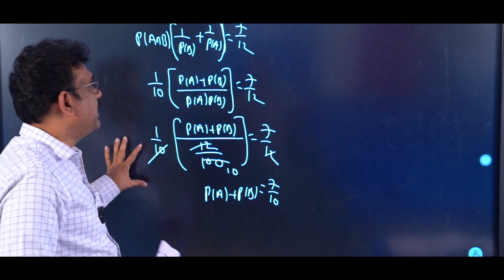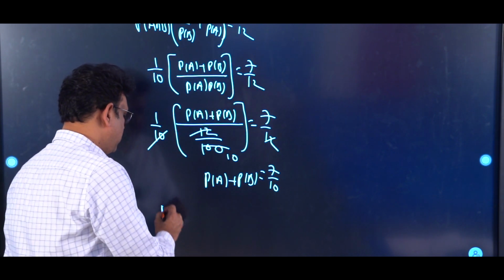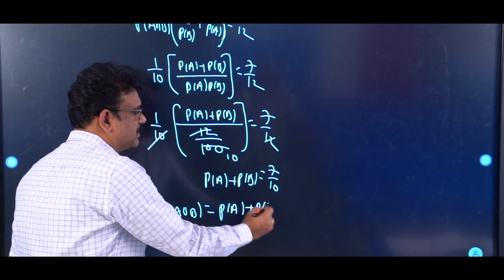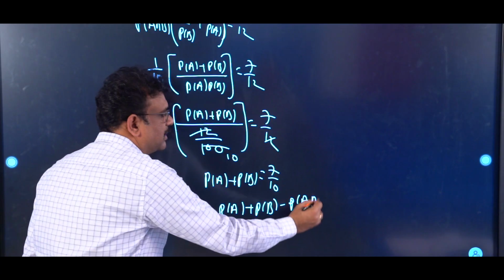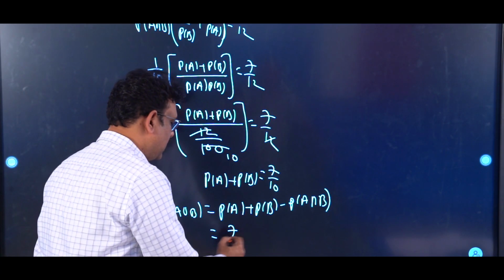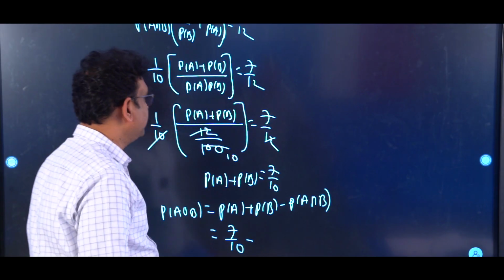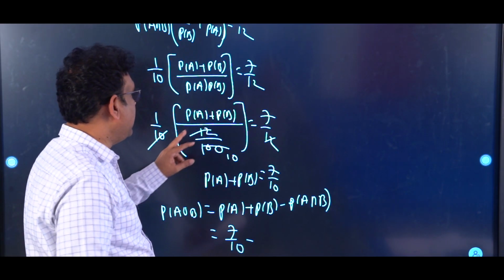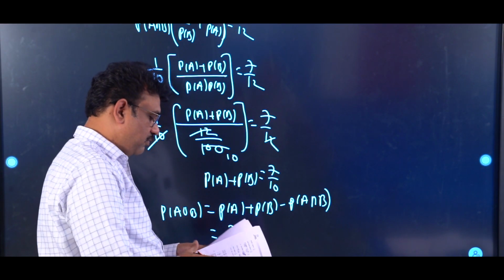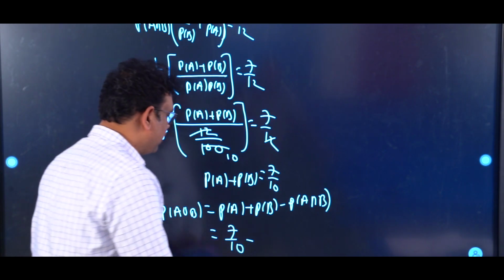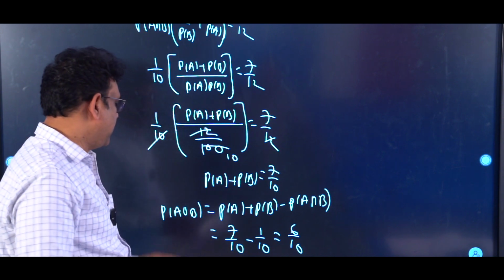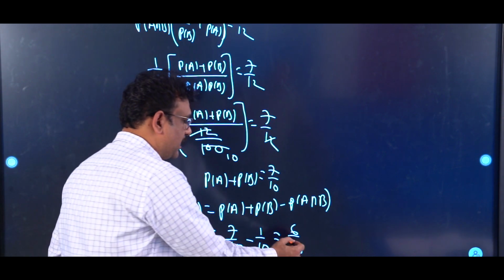Now P(A ∪ B) is equal to P(A) plus P(B) minus P(A ∩ B). So P(A) plus P(B) equal to 7 by 10, minus P(A ∩ B), which is equal to 1 by 10. That is equal to 6 by 10. So P(A ∪ B) equal to 6 by 10.